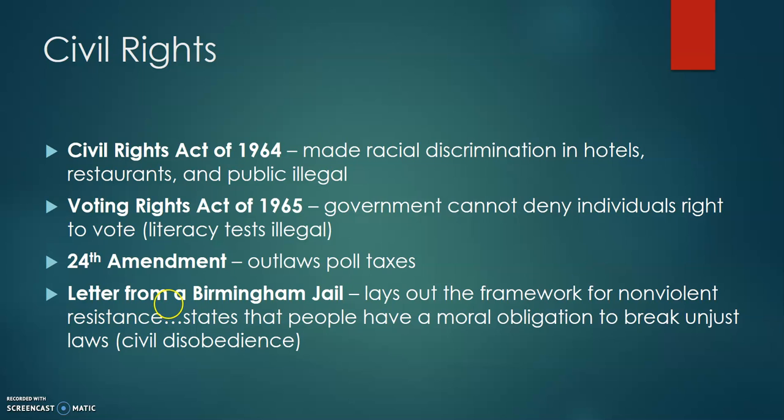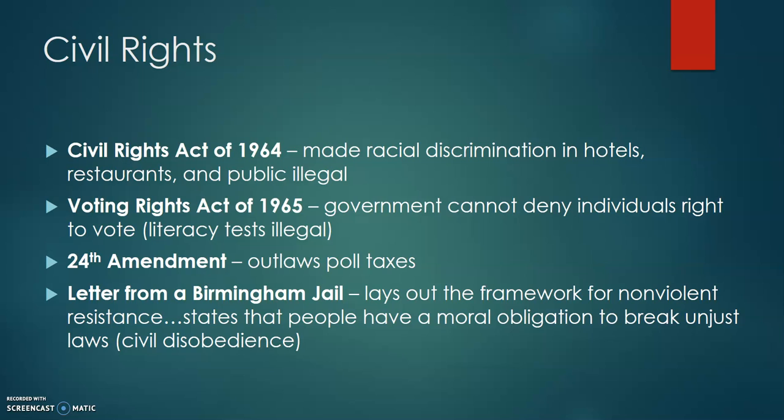And then with respect to civil rights, some very important legislation here. Civil Rights Act of 1964. This is going to make racial discrimination in hotels, restaurants, and public accommodations and locations illegal. We're also going to see the Voting Rights Act of 1965, basically saying the government cannot deny individuals the right to vote. We have literacy tests that we're trying to prevent, in particular, people who were illiterate, and this was disproportionately directed toward black people. And then the 24th Amendment is going to be passed, and that's going to outlaw poll taxes officially.